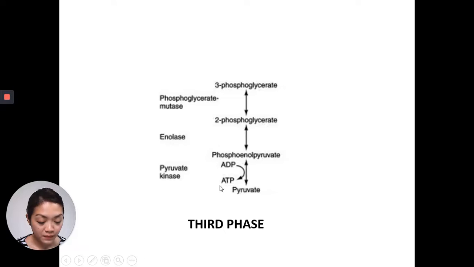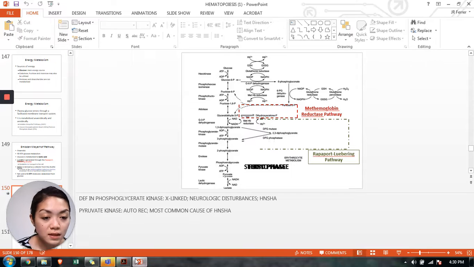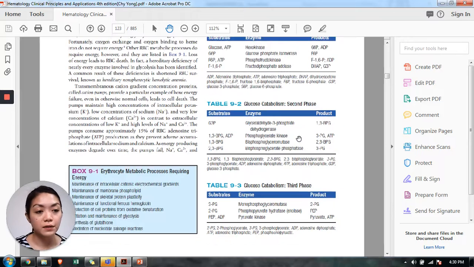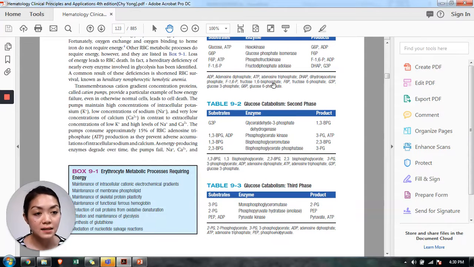Okay? So, summary naman of the enzymes, it's in your book. You have their monophosphoglycerol mutase, phosphopyruvate hydratase, or also known as enolase, and pyruvate kinase. Okay, so take note, overall, for the three phases, we have important enzymes again. You have hexokinase, phosphofructokinase, phosphoglycerate kinase, and mga pyruvate kinase.